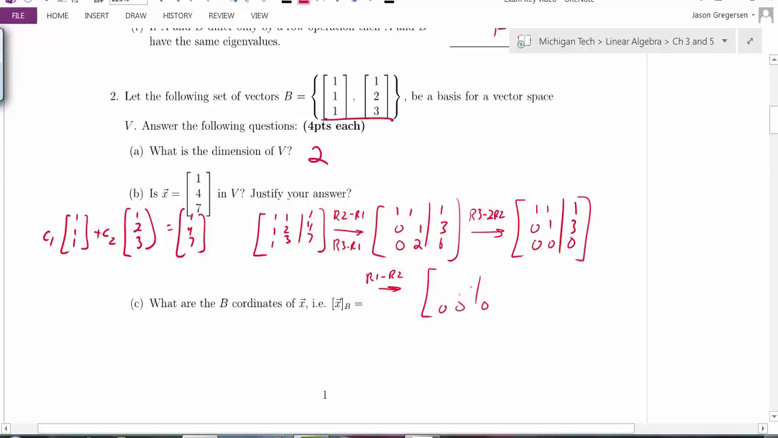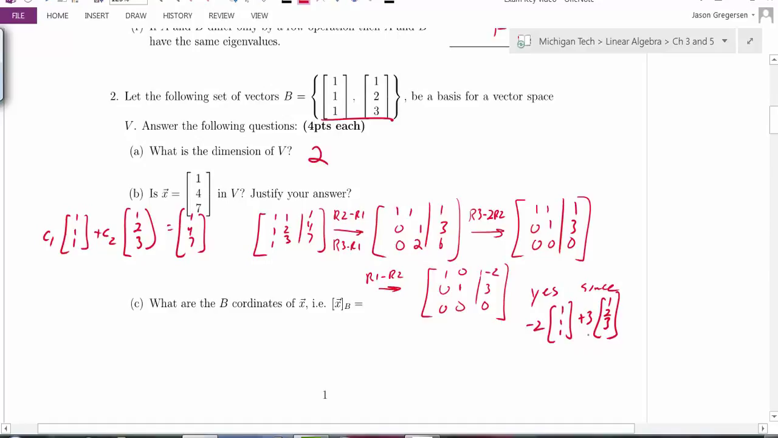Then one last step will be to take R1 minus R2. My last row stays the same. My second row stays the same. And I get R1 minus R2 is 1, 0, negative 2. And so for the solutions, the correct weighting of the basis vectors that get me to 1, 4, 7 would be negative 2 times the first vector plus 3 times the second vector. And that will bring me to 1, 4, 7.